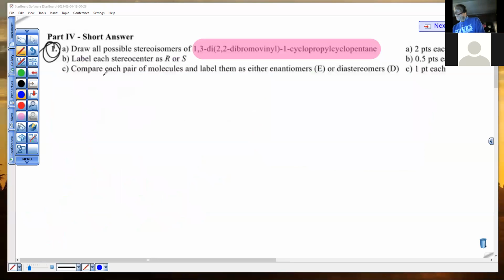We're going to, same exam, draw all possible stereoisomers of 1,3-di-2,2-dibromovinyl-1-cyclopropyl cyclopentane. That'll be our second segment.